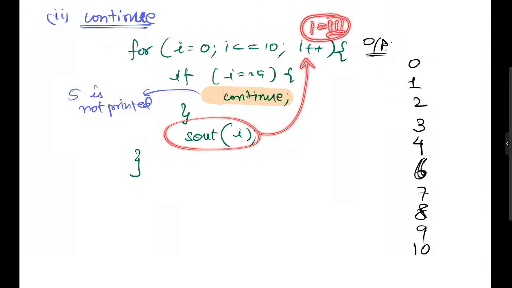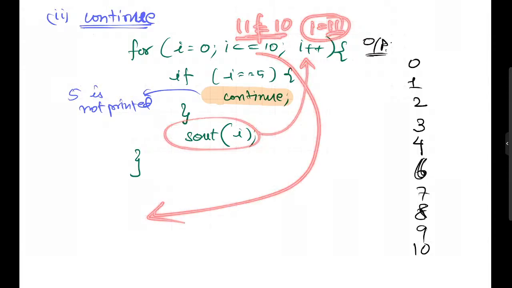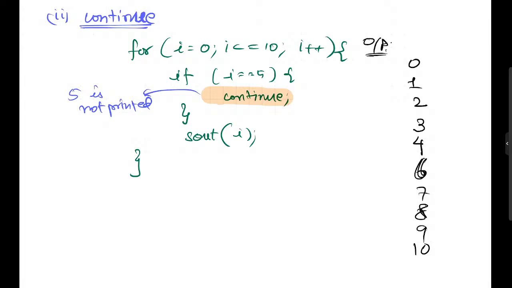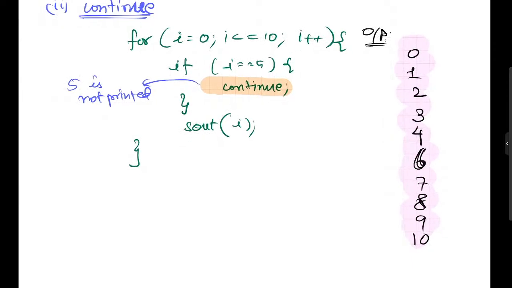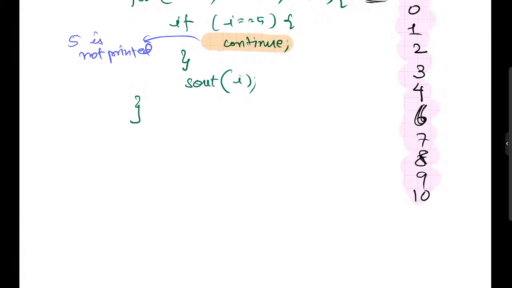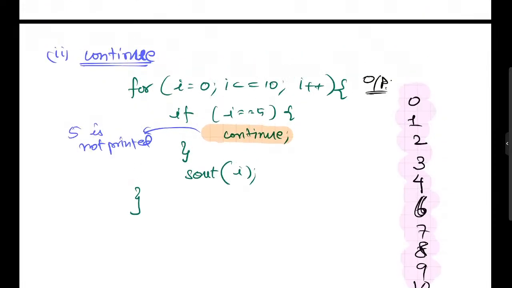11 is not less than or equal to 10, right? You will get out of the loop. So continue basically works like that, right? So this is what your answer is, and this is how you can get your answer.